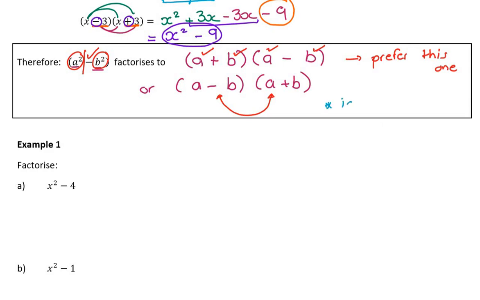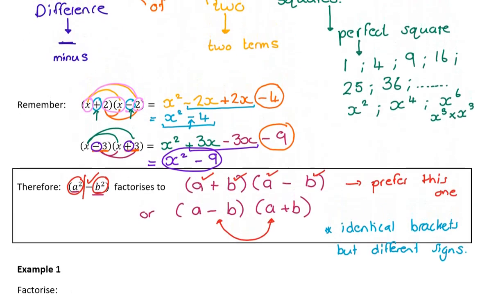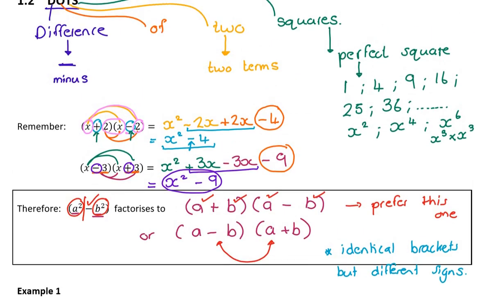So I'm just going to write this here. A difference of two squares factorizes to identical brackets, but different signs. So that is kind of our note on the difference of two squares. What does it mean? How do we recognize it? How does it factorize?